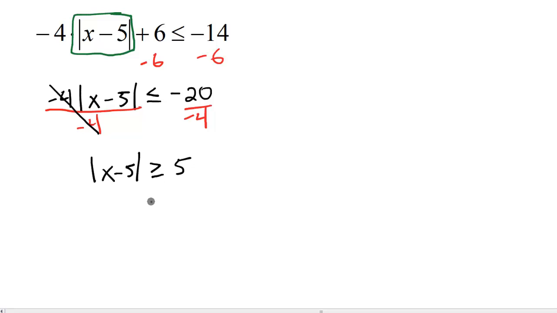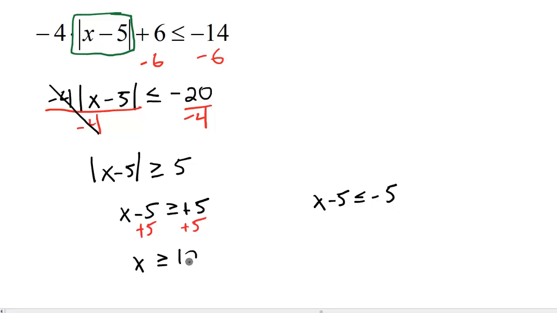This is when we could do our positive version or negative version. So this will be our positive version, and then our negative version will be x minus 5 is less than or equal to negative 5. Okay, remember to flip this symbol on the negative version. And we could solve this, add 5 to both sides. We're left with x greater than or equal to 10, and then on this side add 5 to both sides again. We've got x is less than or equal to 0.